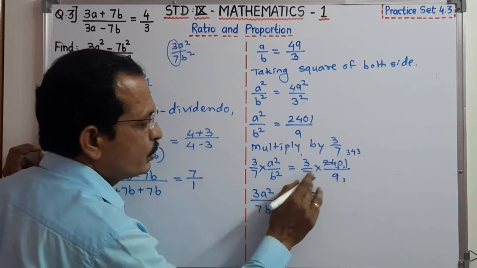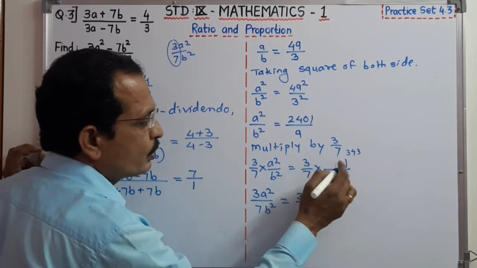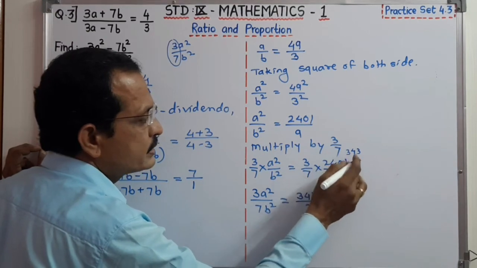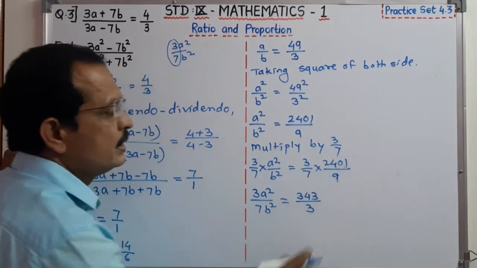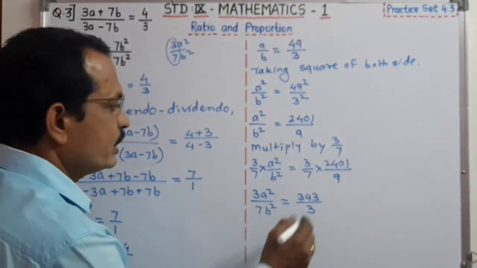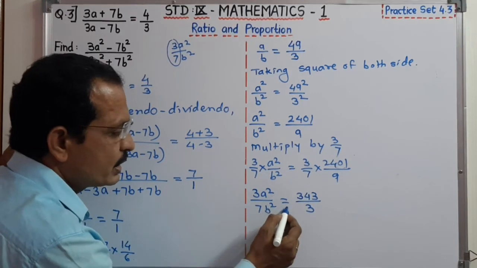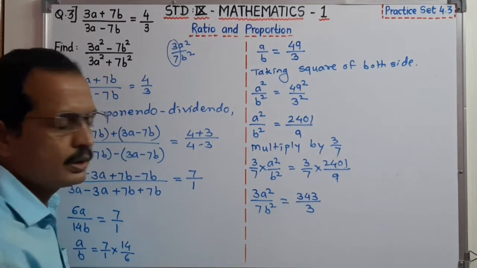Dear student, you don't do like this. I do it only for you, for your understanding. In exam you don't have to write like this. You have to do this as rough work. Now dear students, see here, we got 3a square upon 7b square is equal to 343 upon 3.